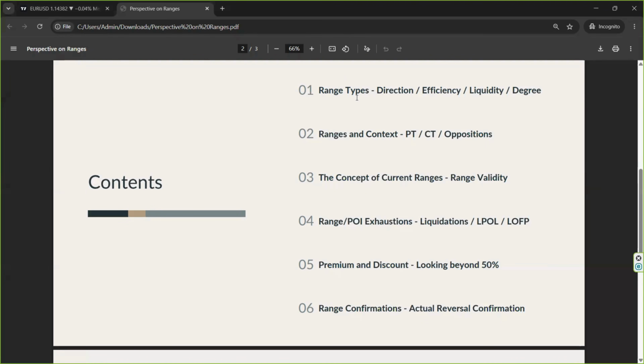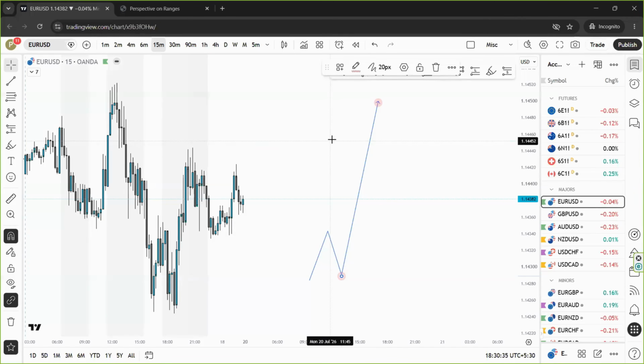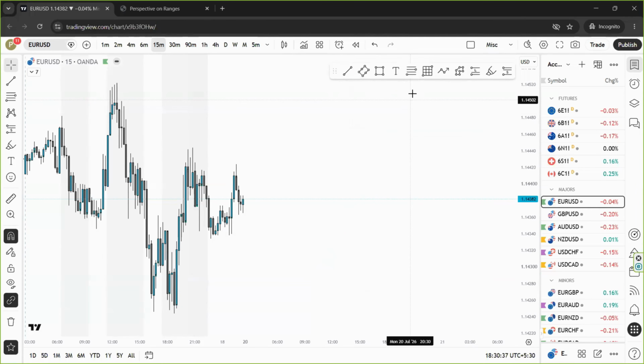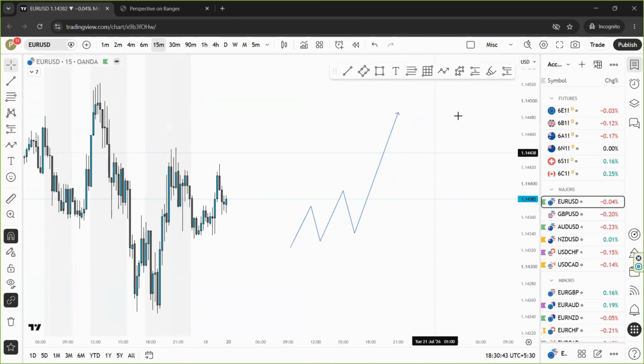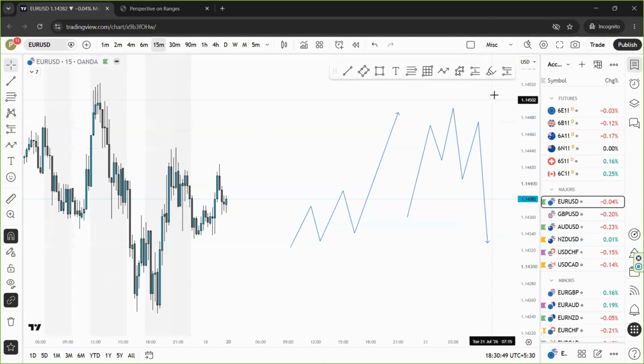First, we have to identify the trade types, and you can define a range as a specific type based on these four factors. It can be classified based on direction, efficiency, liquidity, or degree. When we consider direction, we are not talking about whether it's long or short, but rather whether your range is a continuation, which means it's something like this, or a reversal, which means it's something like this. So this is a continuation leg, and this is going to be a reversal leg.